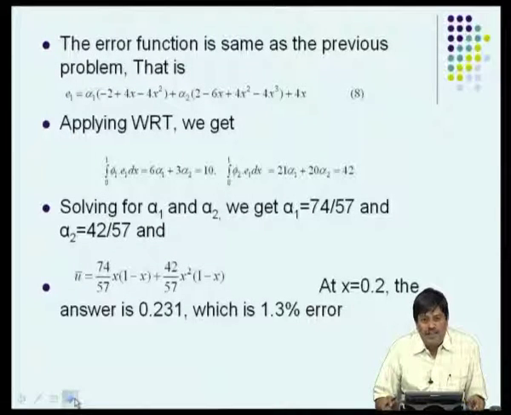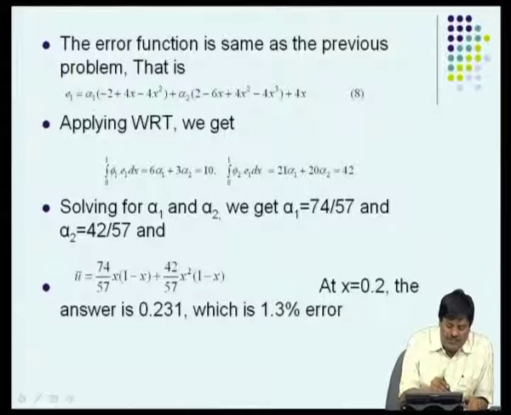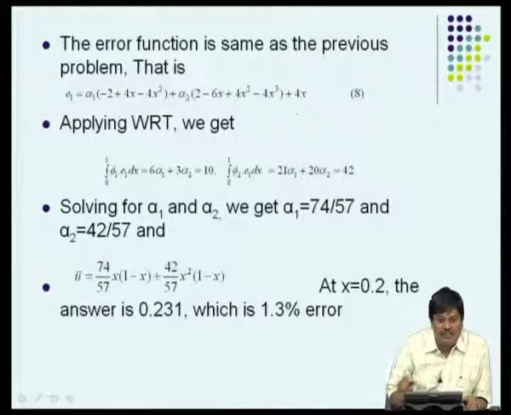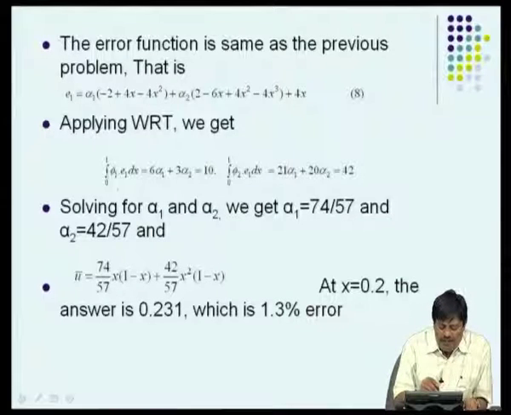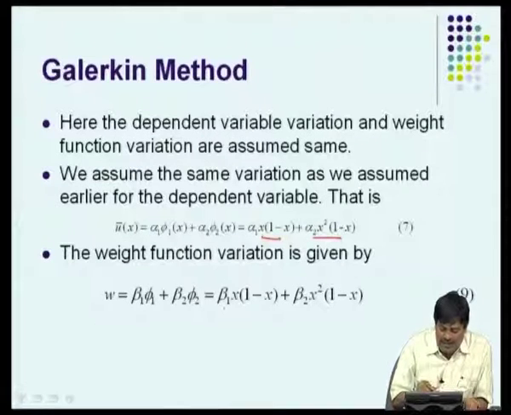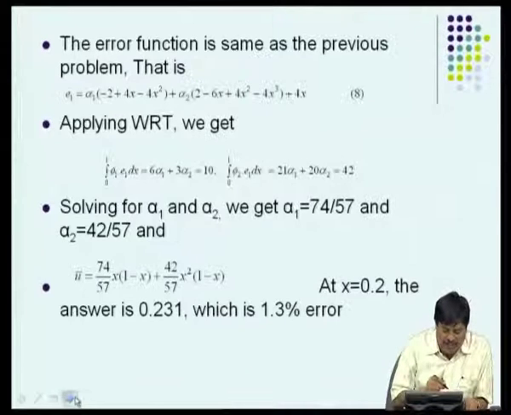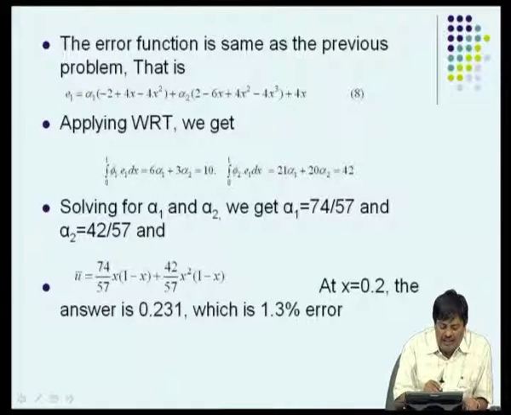So, if we substitute this function, we get the error function, which is of this form, into the governing differential equation. Now, we take the two functions and weight this function with the error function. The weight function is exactly the same here, as we said; the first function is this one. So, we take x into 1 minus x as my first function phi 1, we weight it with this, and integrate it, and we get an equation in terms of alpha 1 and alpha 2.